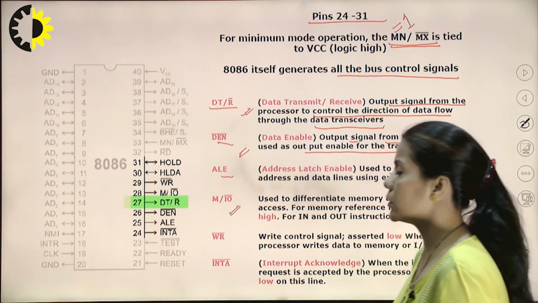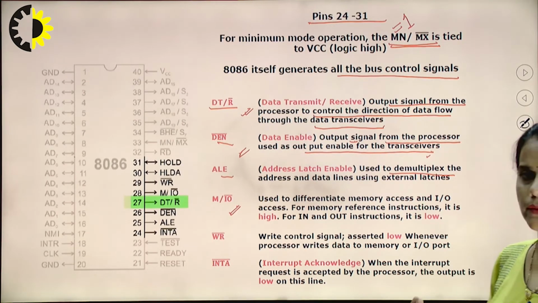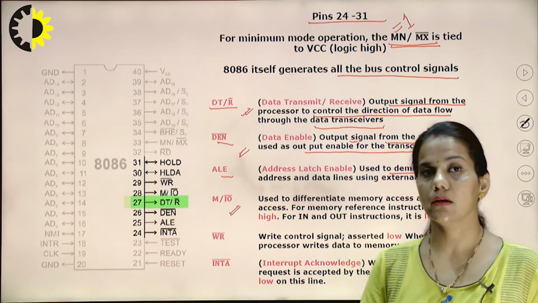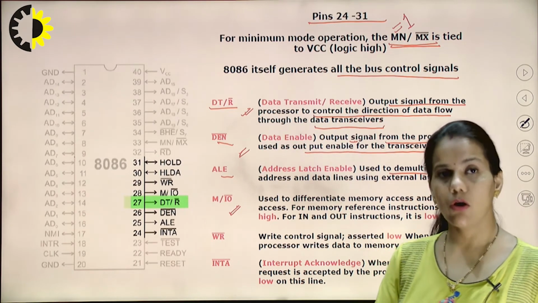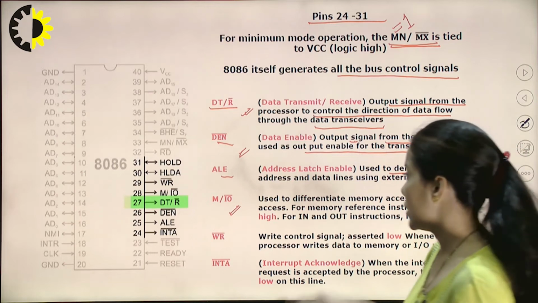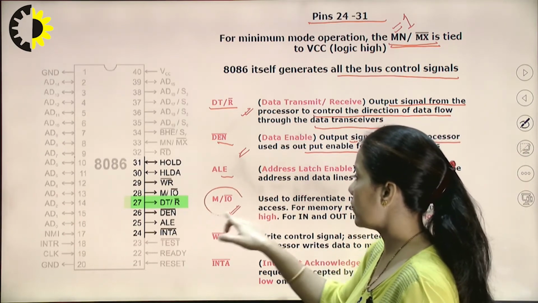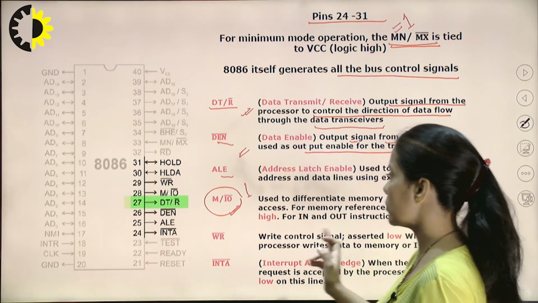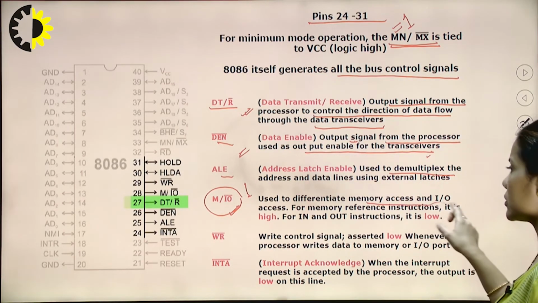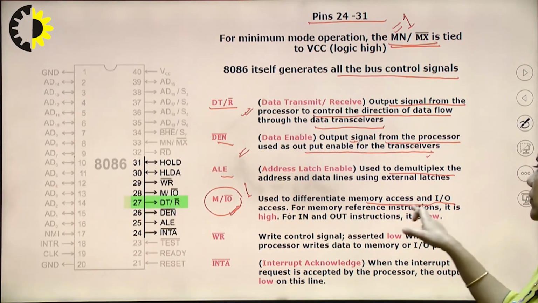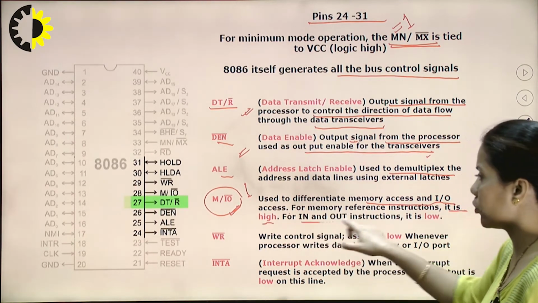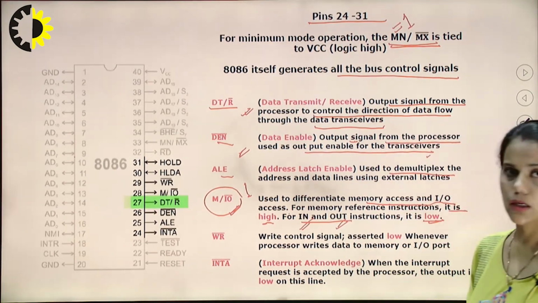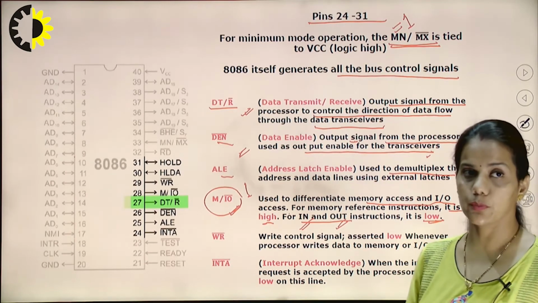Now this signal states whether the operation performed by the 8086 microprocessor is related to memory or is an input output operation. When the microprocessor is performing a memory operation, this is high, otherwise it is low. It is used to differentiate memory access from input output access. For memory reference instructions it is high, and for input and output instructions it is low. These are the two kinds of instructions which are used with the input output ports.